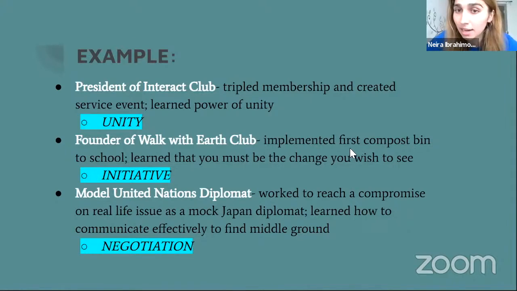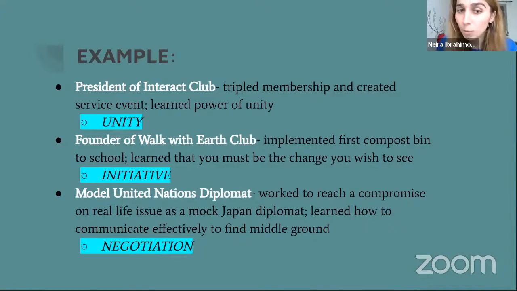Okay, founder of Walk with Earth Club. The role I played, implemented first compost bin in our school. Learned lesson that you must be the change you wish to see. So now if I write about this essay as well, I don't want the theme to be unity again, because I already showcased that in another essay, and you want to show as much of your character as possible.